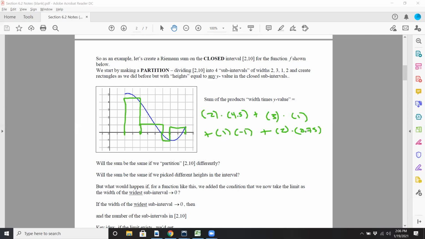So again, you have kind of total freedom in how you want to do this. So I got 9 plus 3 plus -1 plus 1.5. All that adds up to, I think, 12.5. So that's what we're doing.